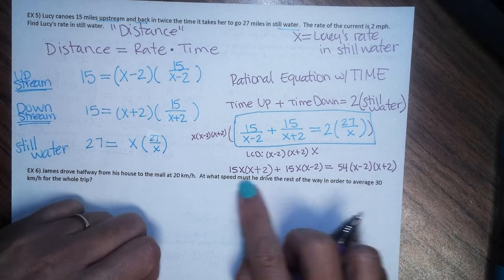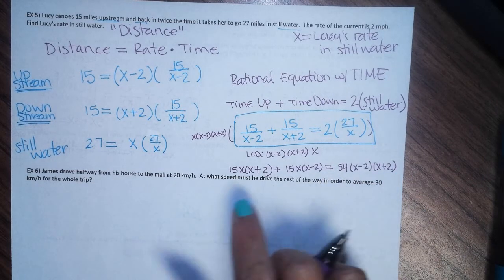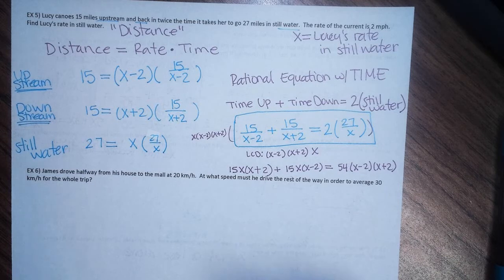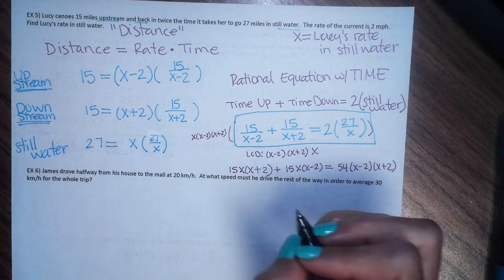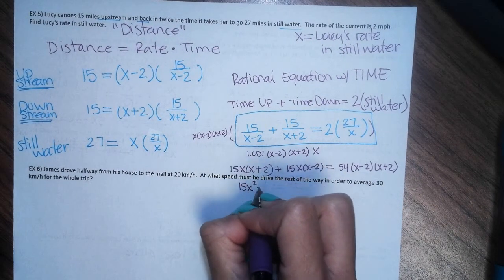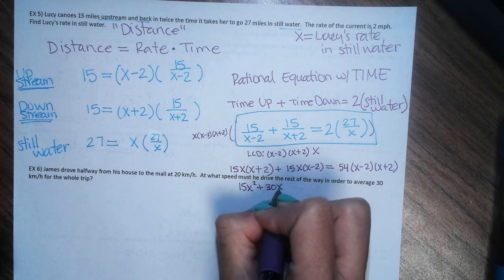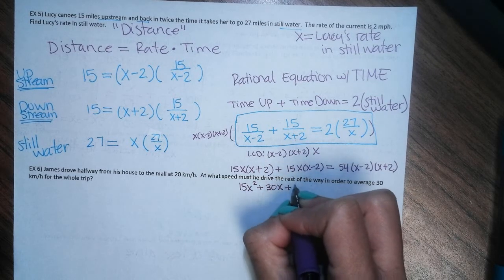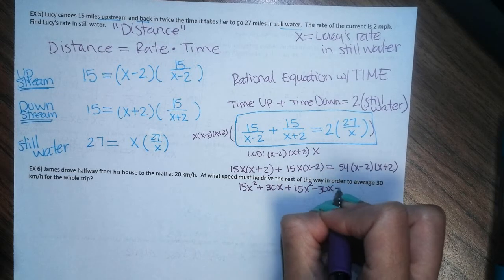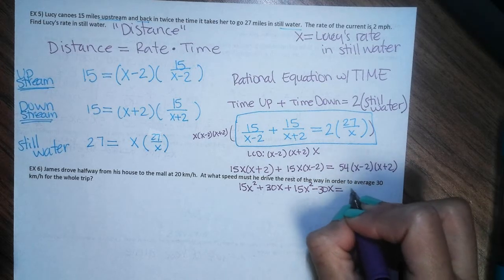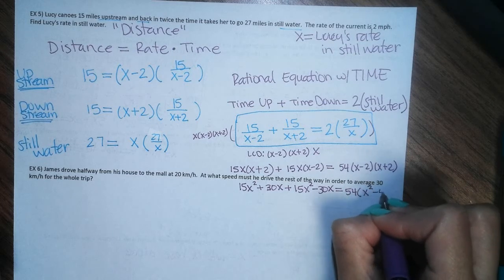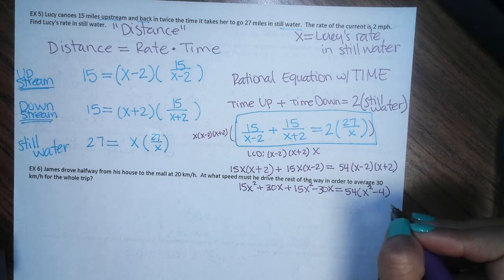So this looks complicated, but it's not that bad. Once you simplify everything, it's a nice, easy quadratic that simplifies into nice integer answers. I'm going to run out of space, so I can just do it over here. 15x squared plus 30x plus another 15x squared minus 30x equals 54 times x squared minus 4. I'm just trying to simplify this mess.